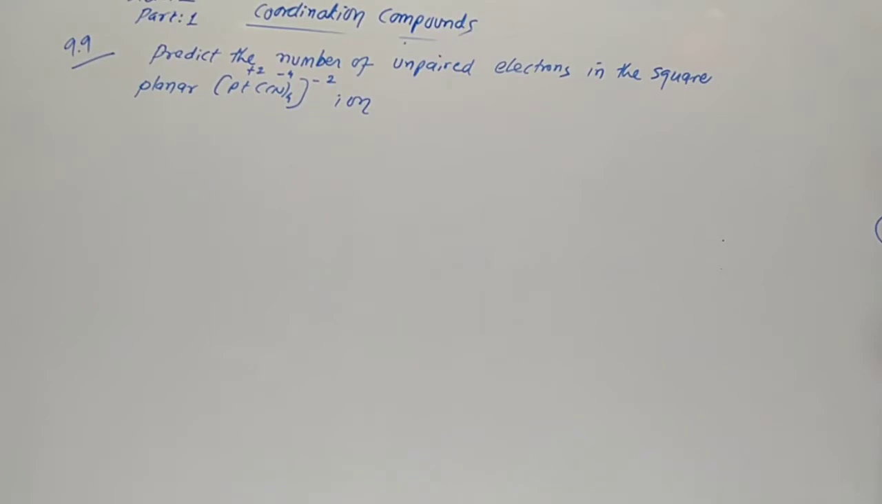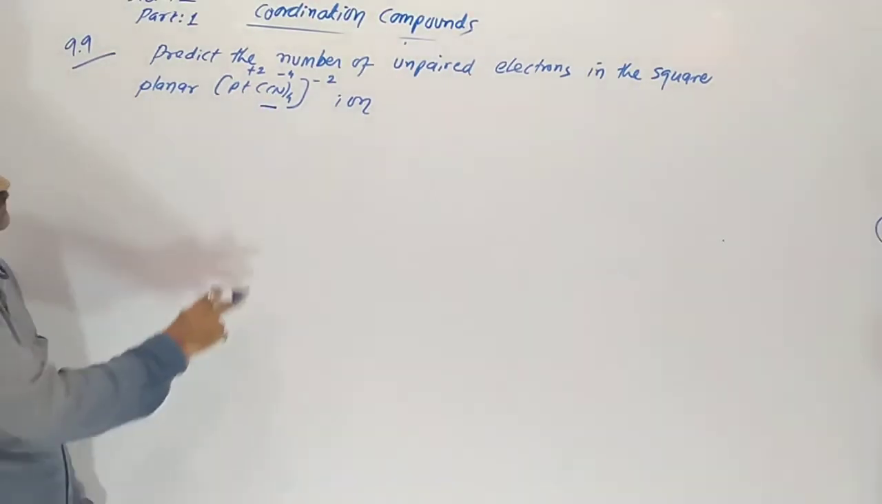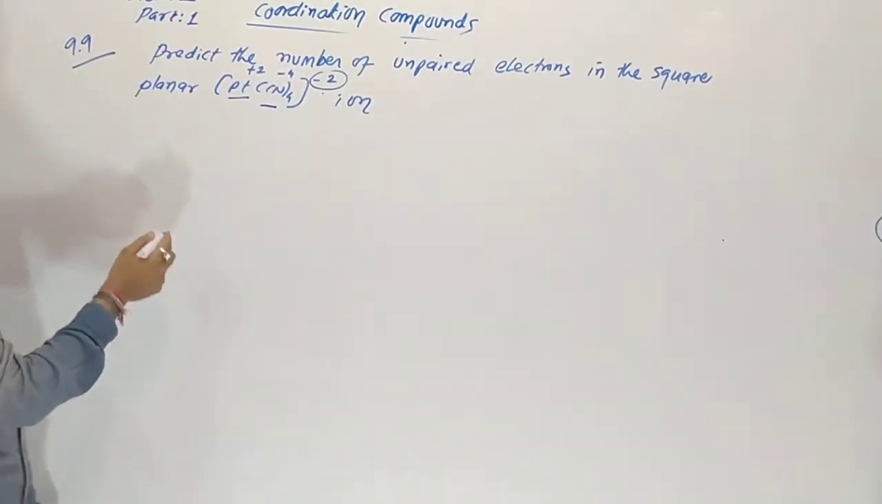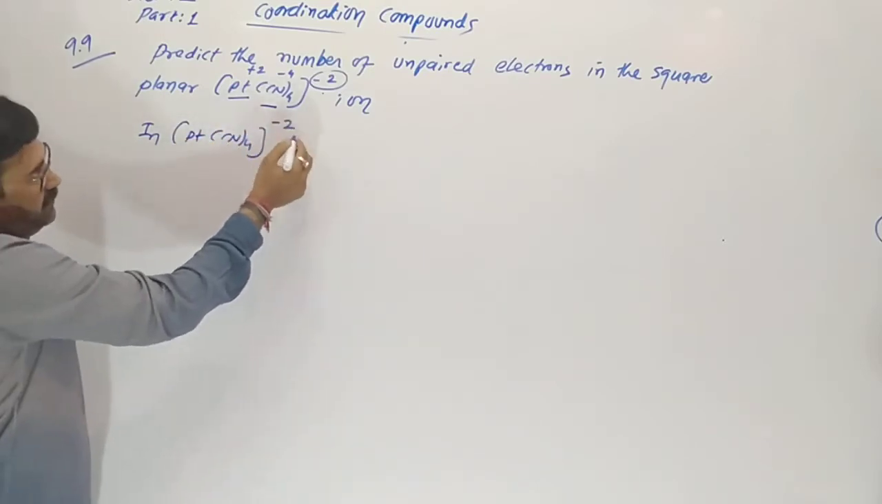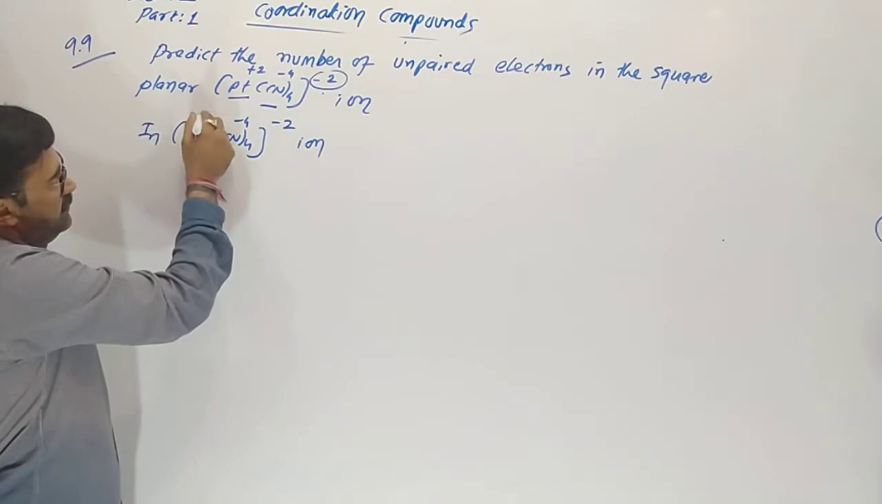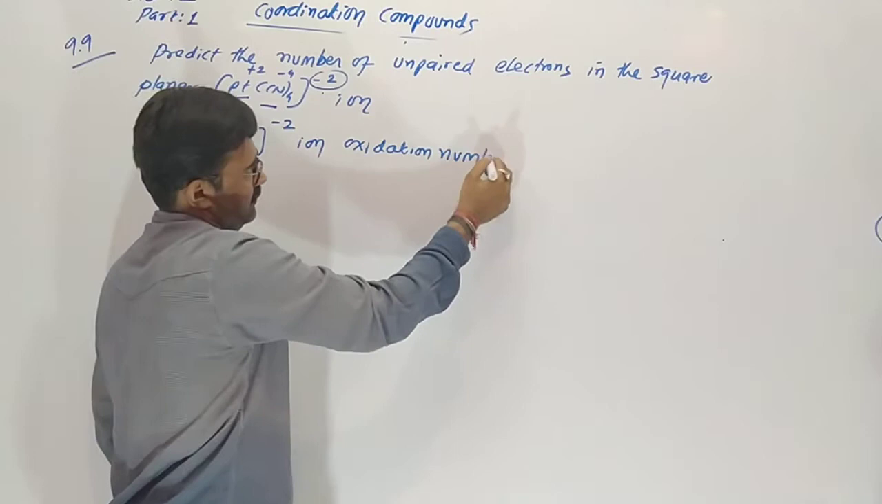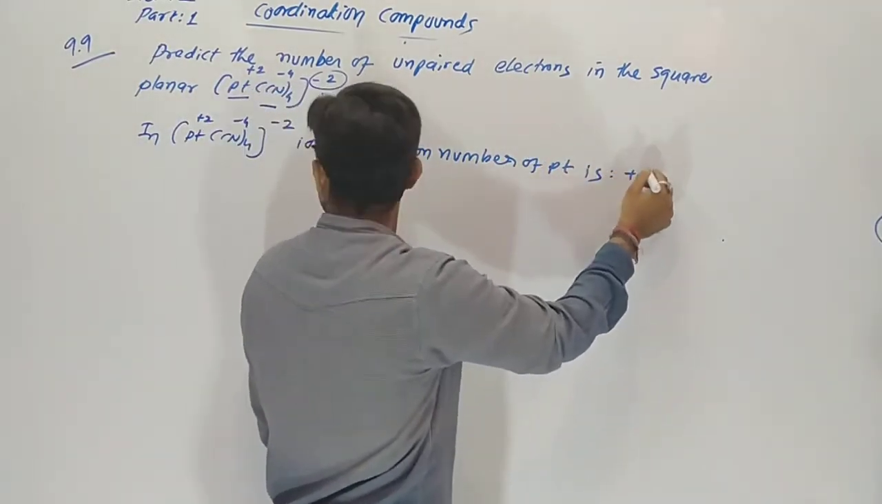Now next question. Predict the number of unpaired electrons in the square planar ion Pt(CN)4 2-. 4 cyanide having -4 charge, entity having -2, so here platinum should be +2. In the Pt(CN)4 2- ion, the oxidation number of platinum is +2.